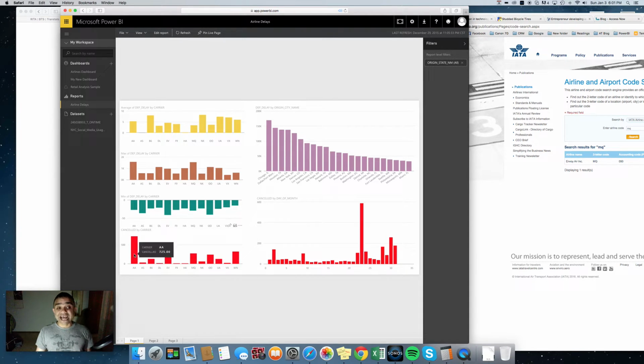It's also showing you canceled flights. Out of however many flights were scheduled in the month of October 2015, these many flights by airline were canceled.